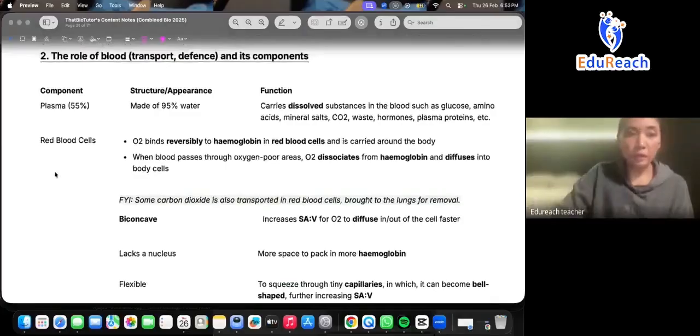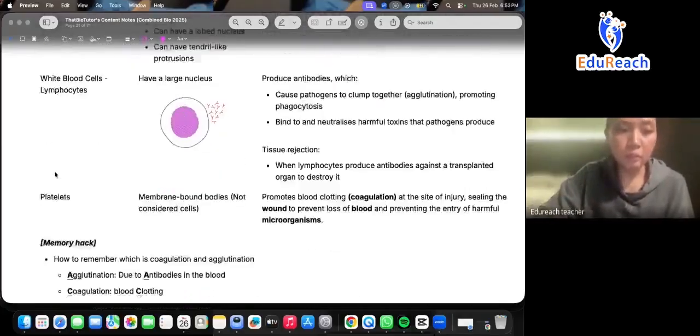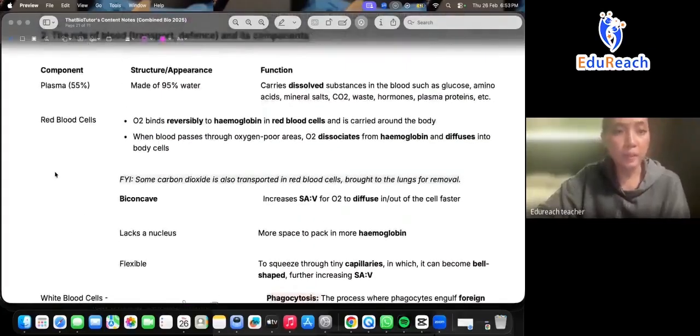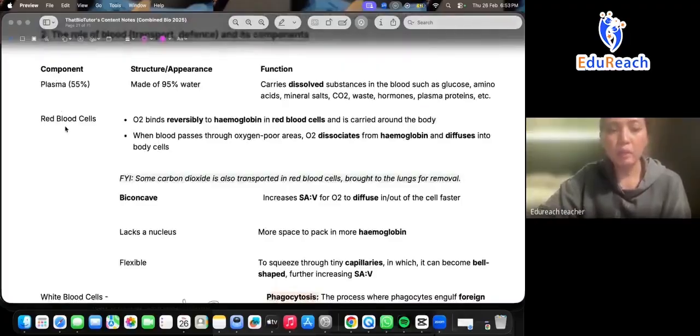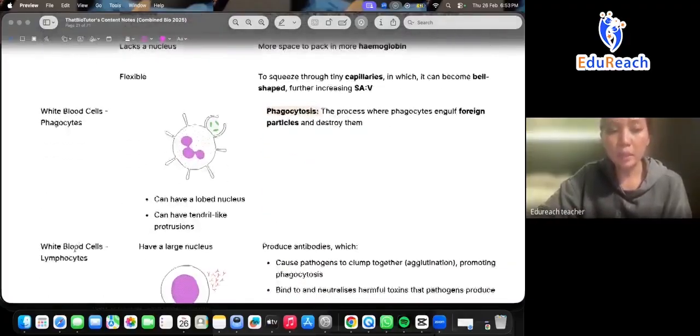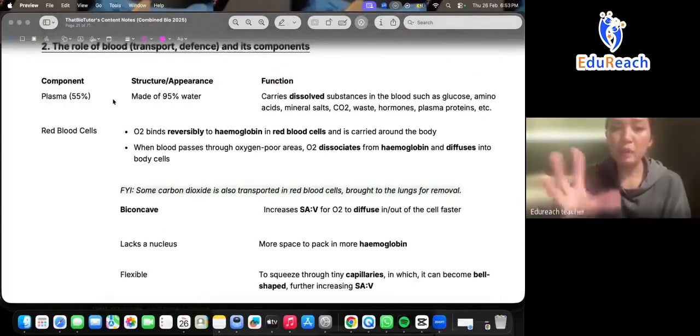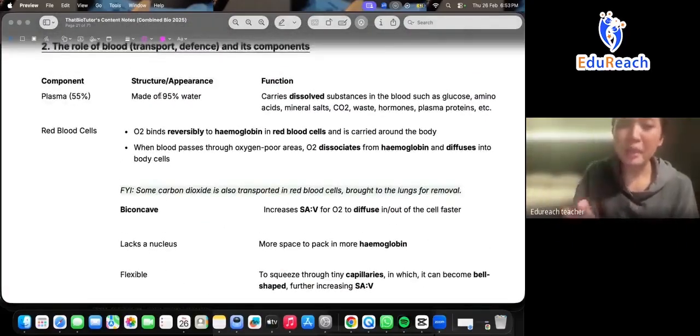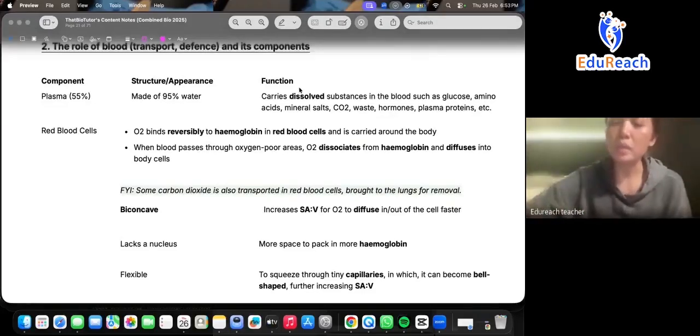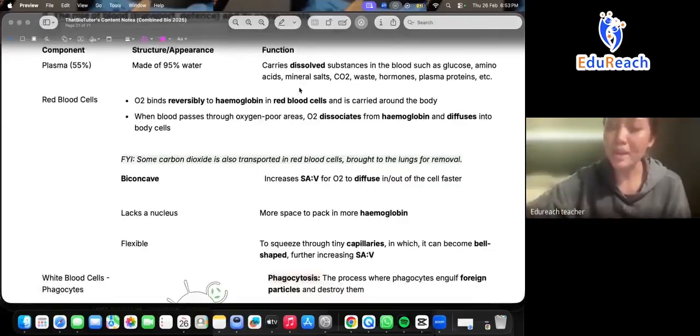Okay, so role of blood, as I've mentioned, we have four main components. We have the plasma, liquid component, red blood cells, white blood cells, and platelets. So plasma, 55% of blood, is actually 95% water. And what is its function? It carries dissolved substances in the blood, such as glucose, amino acids, mineral salts, carbon dioxide, waste, hormones, plasma proteins.